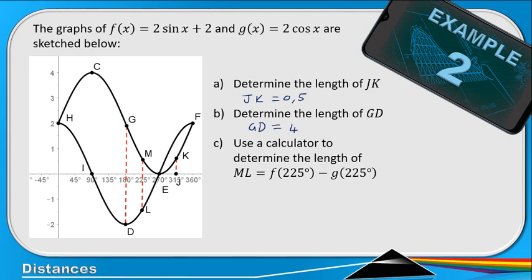Then it says use a calculator to determine the length of ML, where ML is f at 225 minus g at 225. So that's this distance.